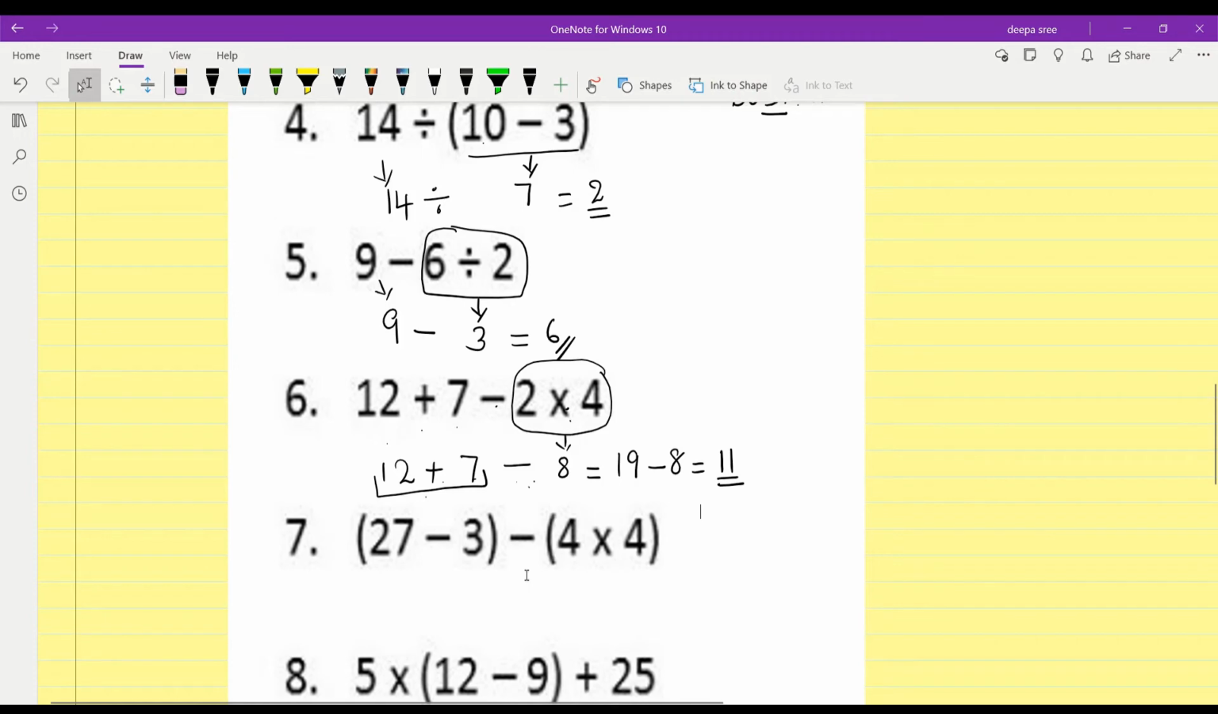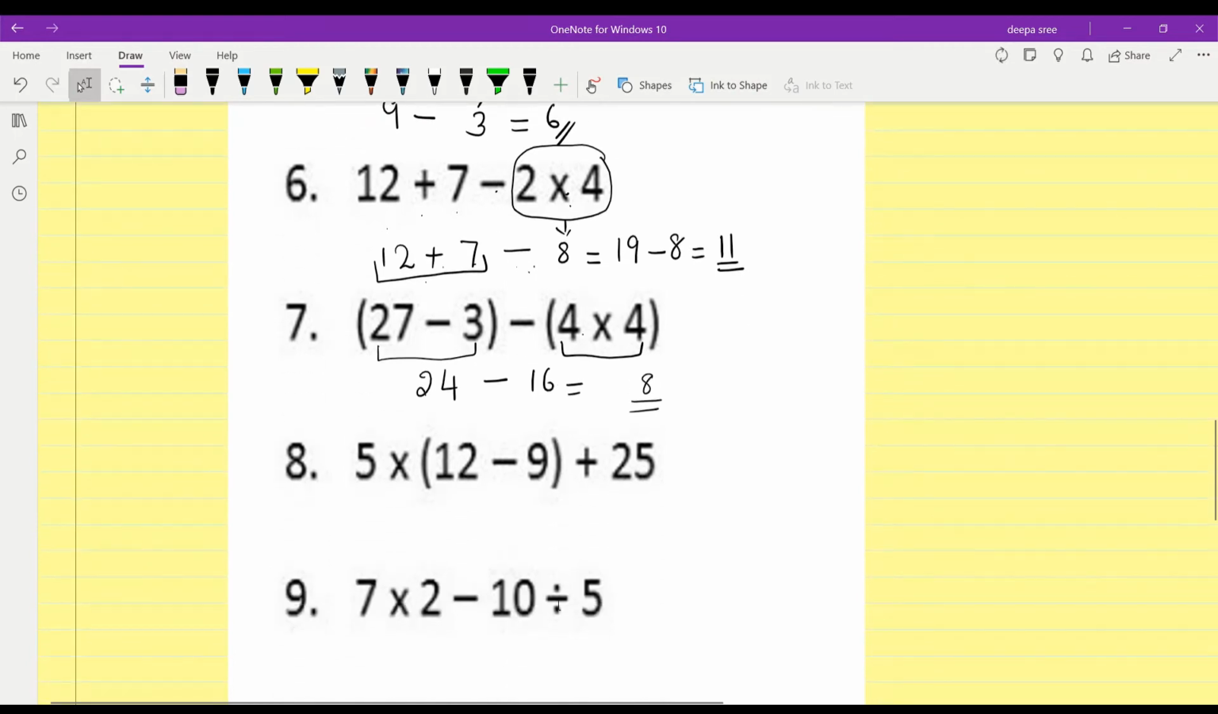the problem. Next question we can go through here. Here bracket is there. So whenever you are having a bracket in the question, please simplify the bracket first. So 27 minus 3 is equal to what? 24. Then minus 4 into 4 is equal to what? 16. So 24 minus, because both are inside the bracket, so we should simplify and minus sign we have to write as it is. 24 minus 16 is equal to 8. 24 minus 16 is what? 8. Now next question. Question number 5.